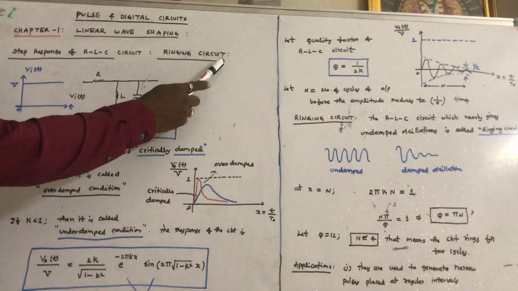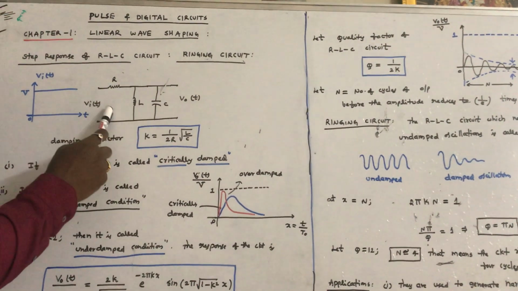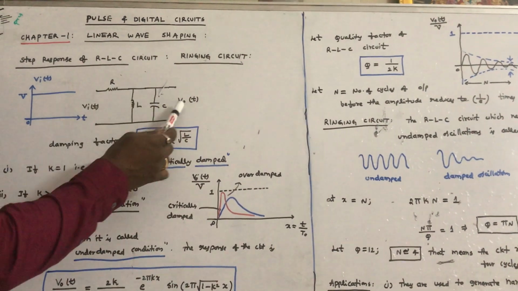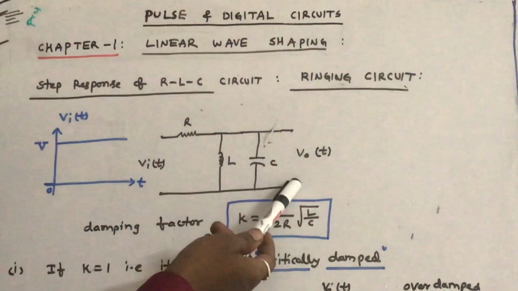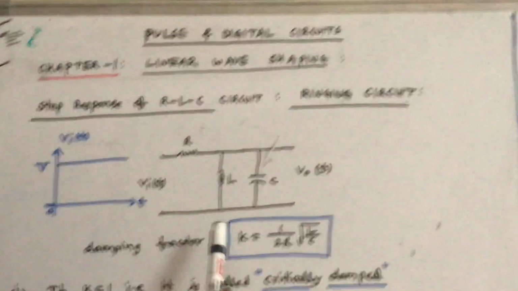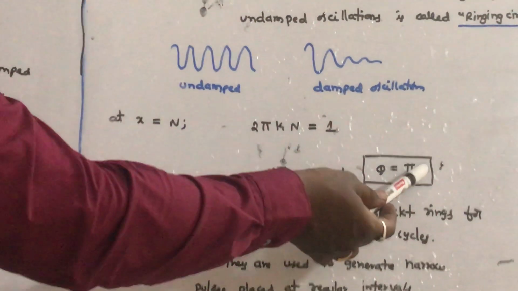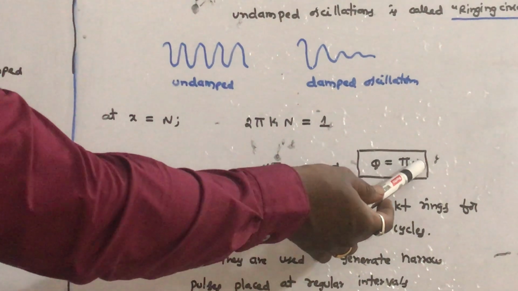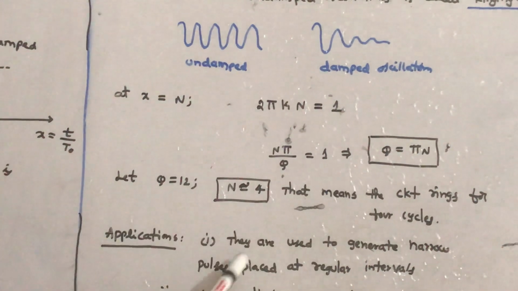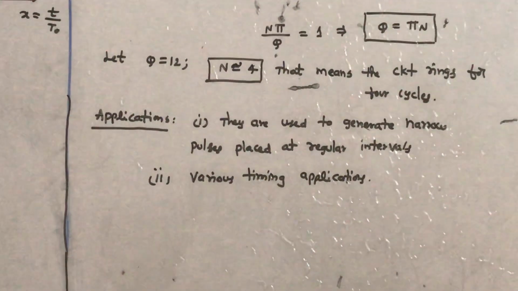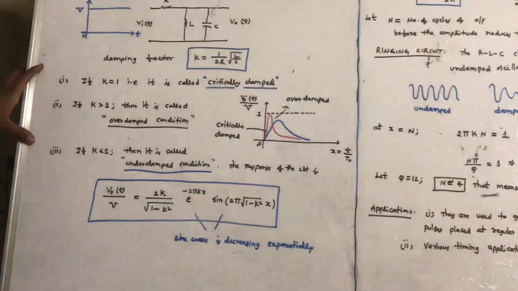A ringing circuit, a very simple definition: this RLC circuit which nearly gives undamped oscillations for a step input is called a ringing circuit. Finally, you have to write this very important formula: Q is equal to N pi, where N is the number of cycles of the output before which the amplitude reduces to 1 by e times. These are the applications of the ringing circuit. This is all you have to write in the examination to get full marks.